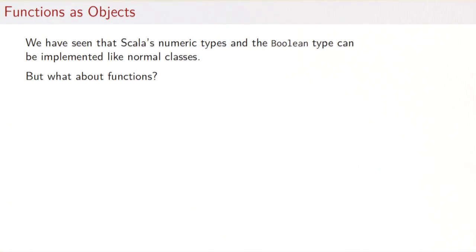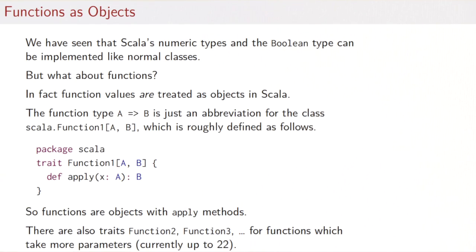In the last session, we've seen that Scala's numeric types and the Boolean type can conceptually be implemented like normal classes. But what about functions? Are functions special, or are they also just objects? In fact, function values are treated as objects in Scala, and not just conceptually, but in reality. What happens here is that the function type A arrow B is really just an abbreviation for the class scala.Function1[A, B], and that class is roughly defined as you can see here.